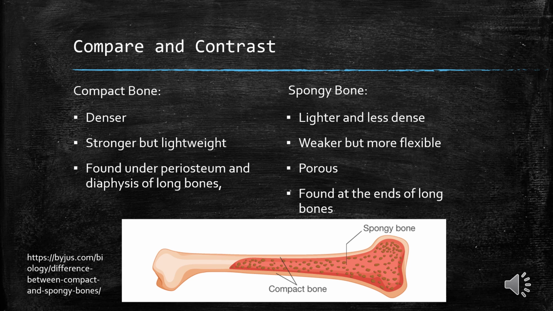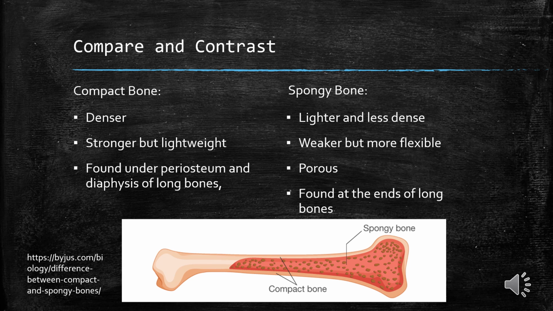Now let's compare compact bone and spongy bone. Compact bone is the denser of the two types of bones. It is stronger but also lightweight and found under the periosteum and diaphysis of long bones. Compact bone forms the hard outer shell of bones, and it also provides support and protection.